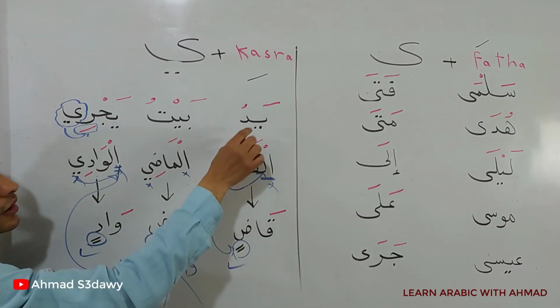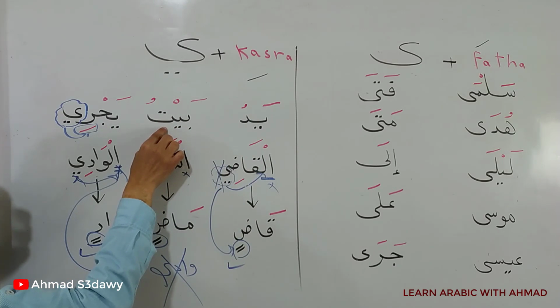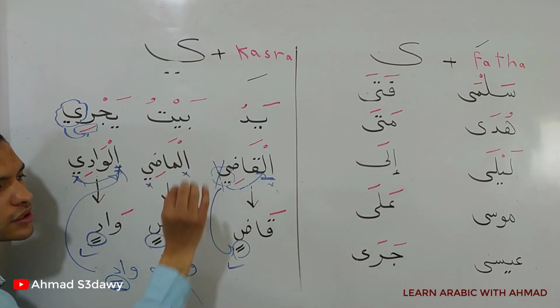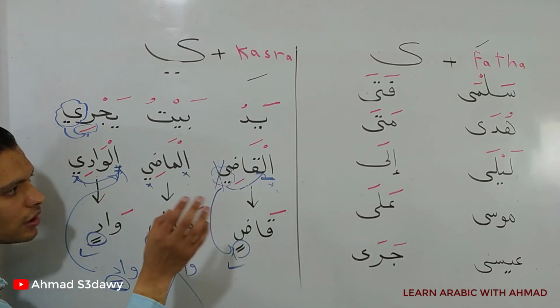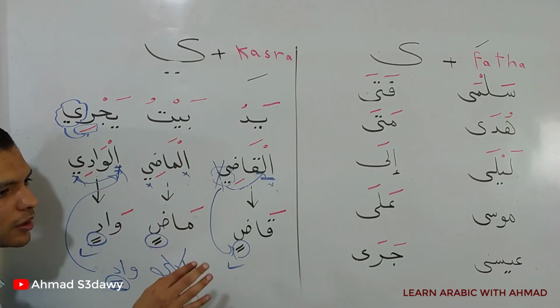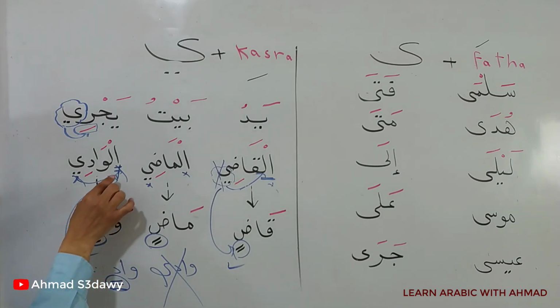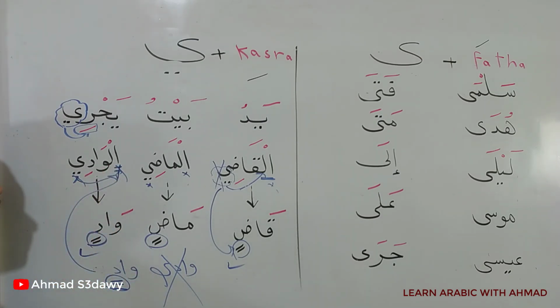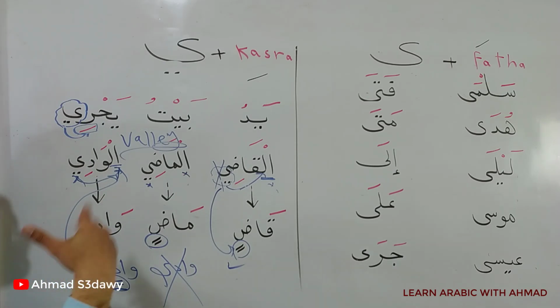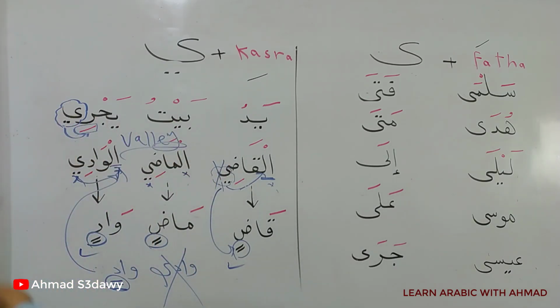So as you can see here, yadu, hand, baytu, home or house, yajri, to run in the present, al-qadi, the judge, qadin, a judge, al-madi, like the past, madin, like past, indefinite, al-wadi, like the valley, you know, mountains and hills and the valley. If you delete the alif and lam, you delete the ya and you put tanween: wadin, like a valley. So yadu, baytu, yajri, al-qadi, qadin, al-madi, madin, al-wadi, wadin.